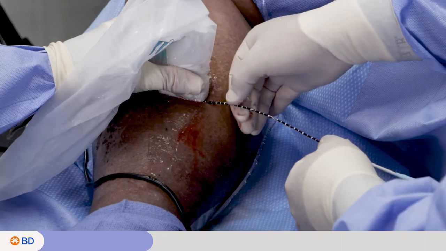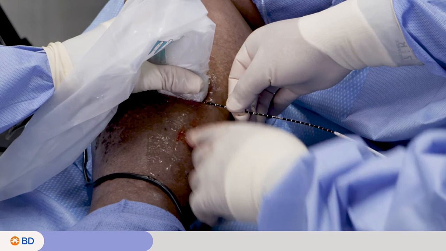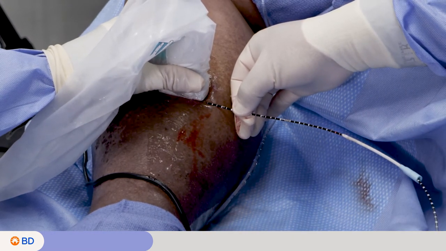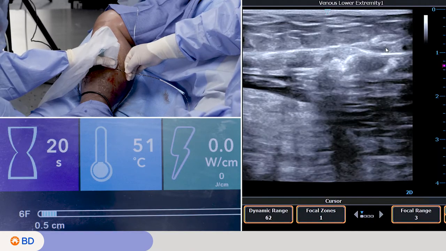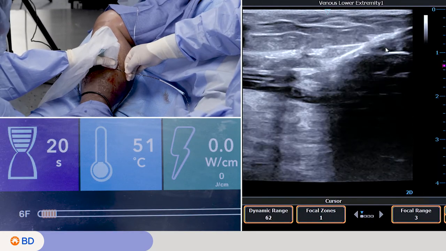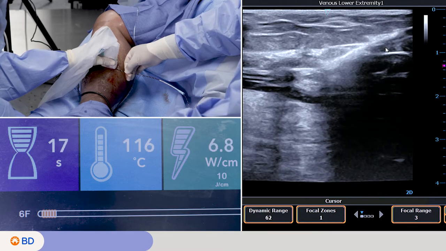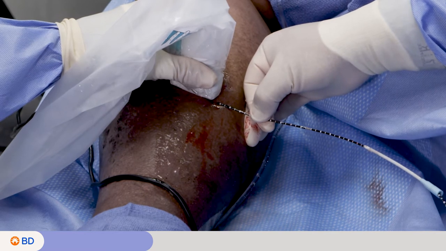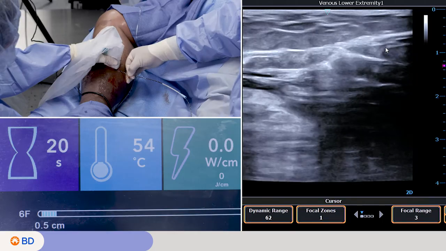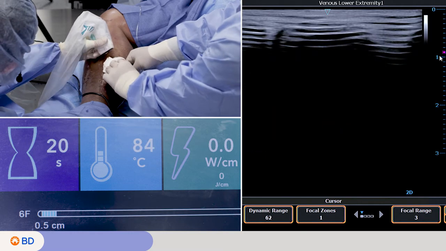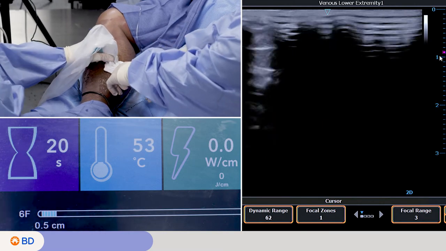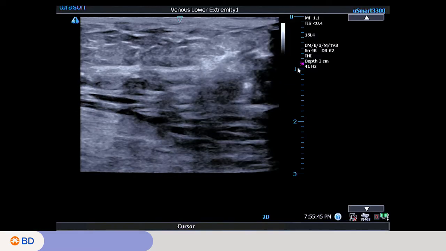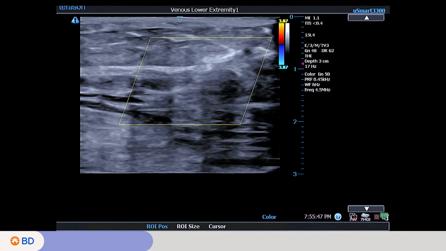If multiple treatment segments are planned, pull the catheter back 0.5 centimeters and repeat treatment. Once treatment is complete, remove the catheter, confirm occlusion of the treated vein, and confirm patency of deep veins with ultrasound. Apply external compression.